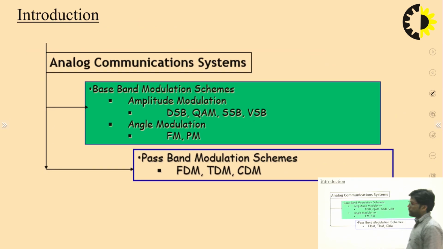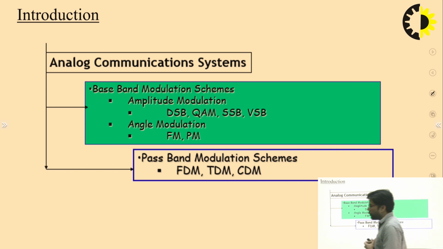So start with the introduction. Here we will talk about frequency modulation. I have categorized the modulation techniques. For analog communication systems, we have the baseband modulation scheme and the passband modulation scheme. In the baseband modulation scheme, we have two kinds of modulation: the first one is amplitude modulation and the second one is angle modulation.